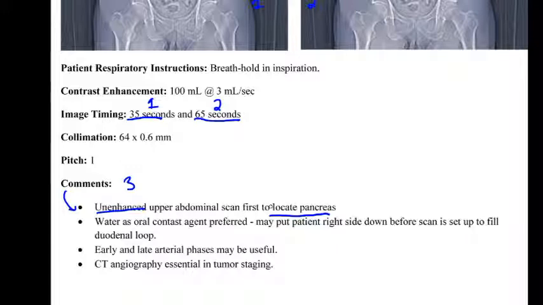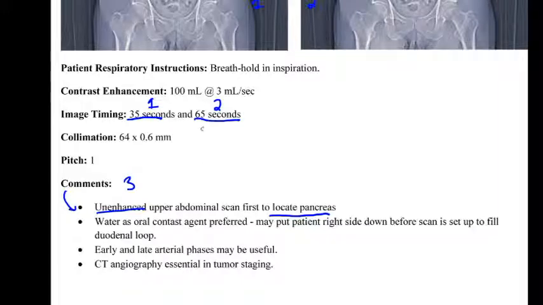But that's just me. Water as oral contrast agents, once again, are preferred. Put the patient right side down to fill up the duodenal loop, and then lay them flat on their back. Also, early and late arterial phases may be useful.